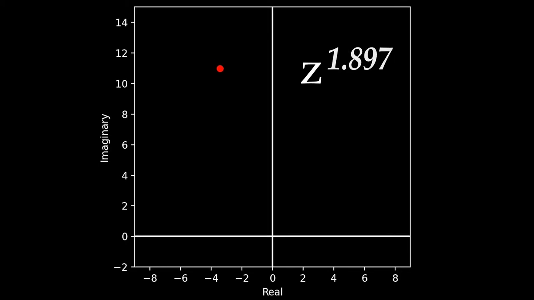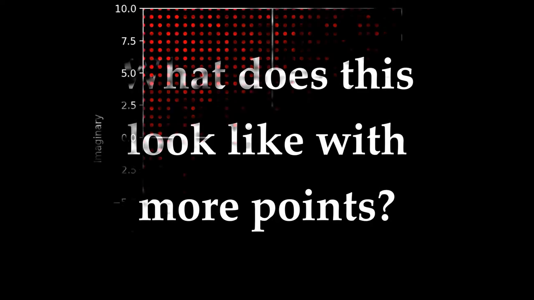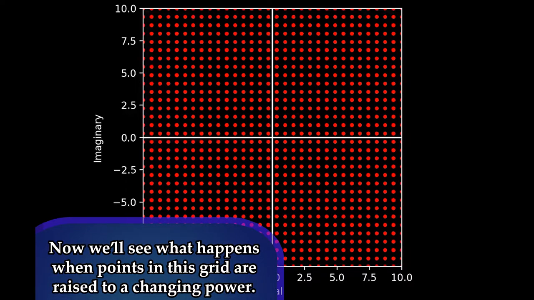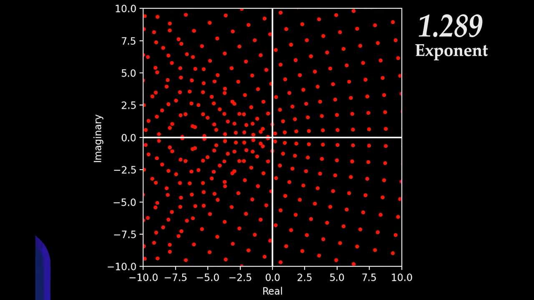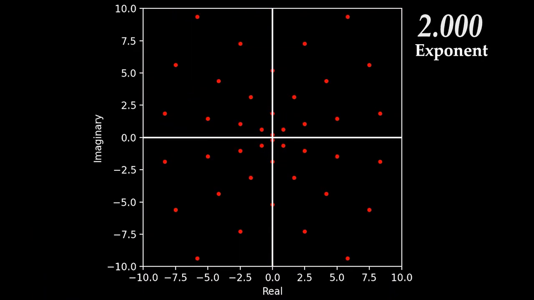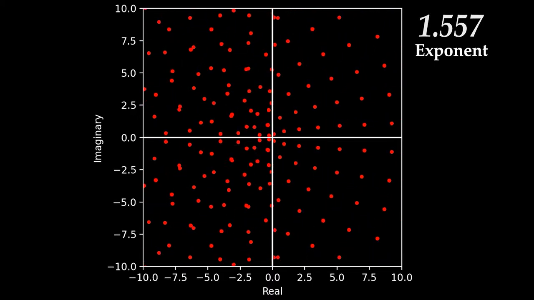Obviously here we're only seeing the animation for one point, so to get a better idea of what happens to an entire piece of the plane when we apply this function, we can look at a grid of points. At z squared, we see this symmetrical distribution of the points. Obviously, these points are the ones that would map back to a square grid if we took their square root, though it would be hard to tell this if we didn't already know.